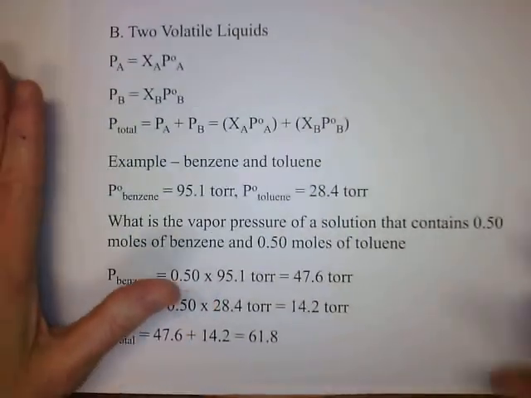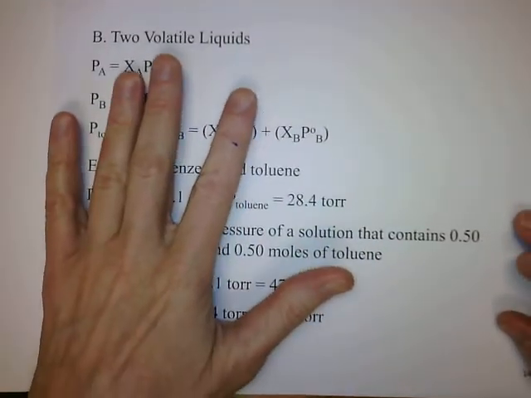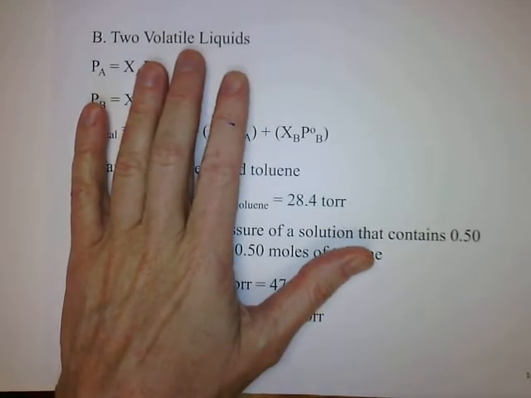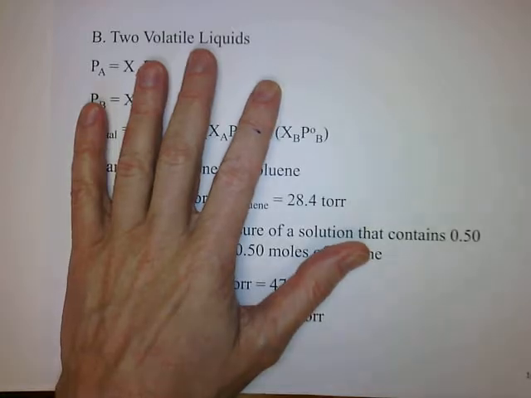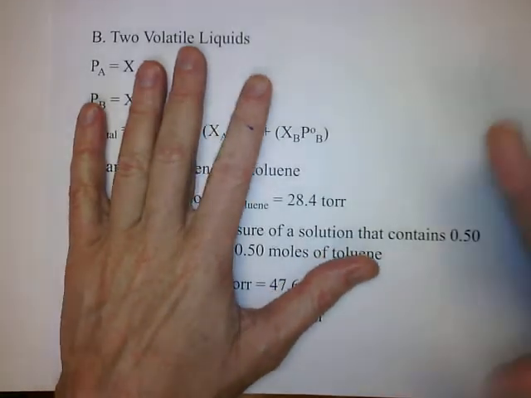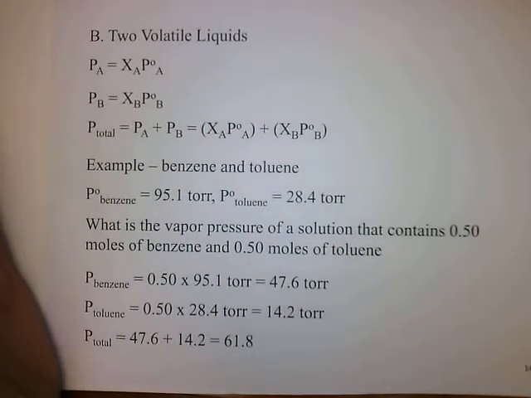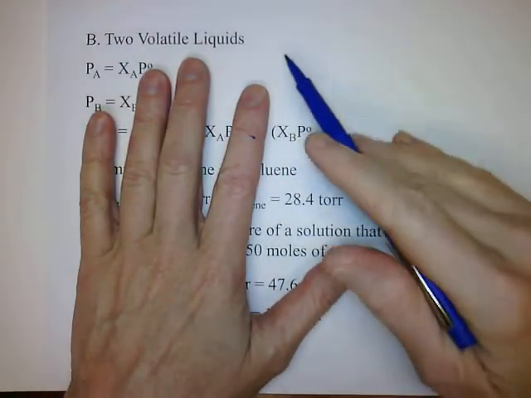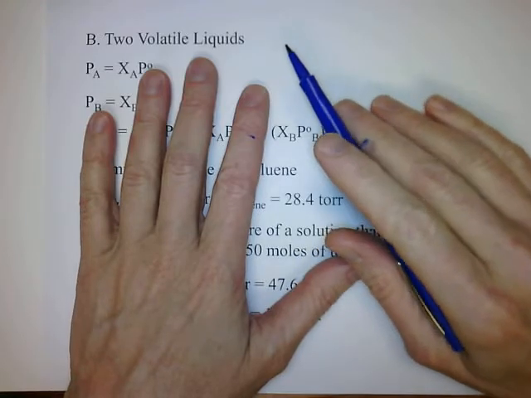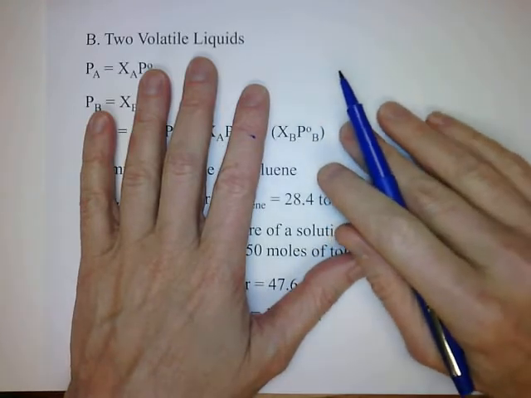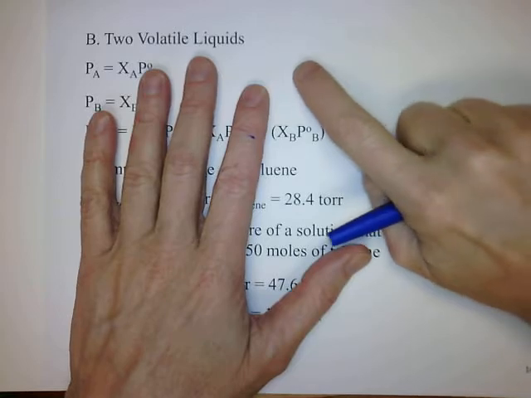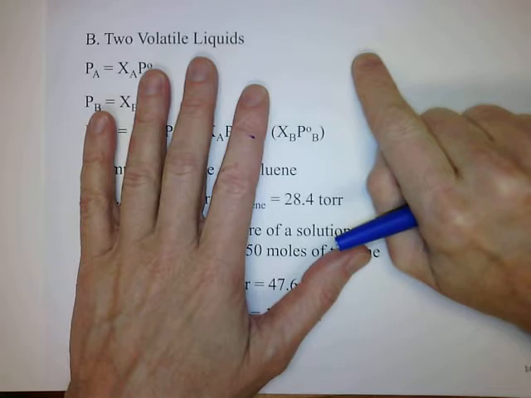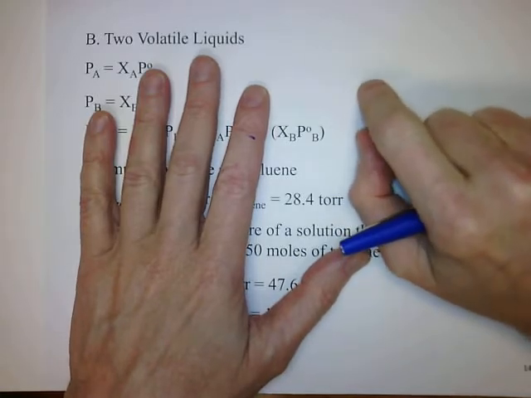All right, so let's do one more case. Now, what if we're mixing two volatile liquids together? Classic example, let's say we were mixing benzene and toluene. That's the example that I'm going to use here. Well, each of those substances has its own vapor pressure. In other words, the toluene is going to lower the vapor pressure of the benzene, and the benzene is going to lower the vapor pressure of the toluene.